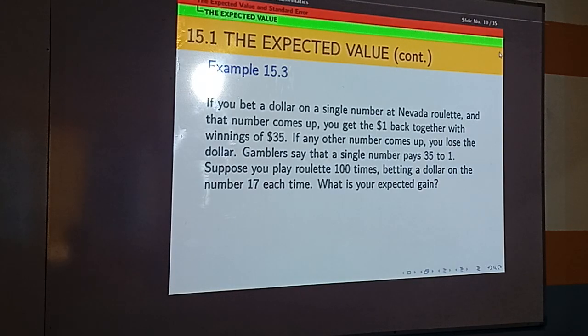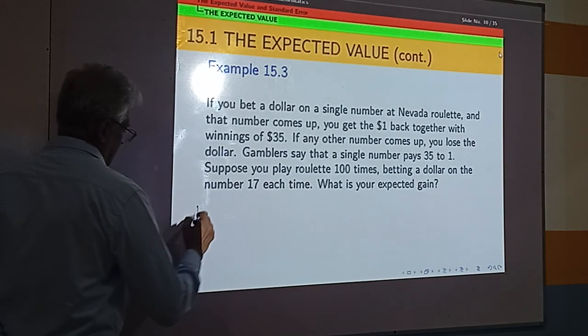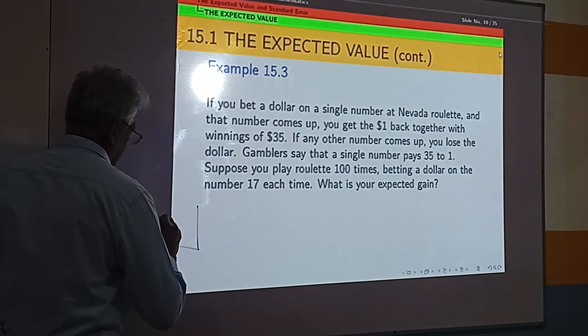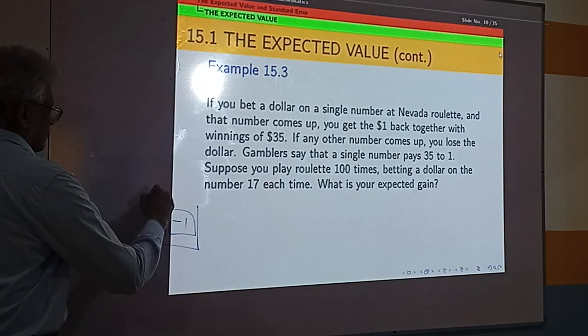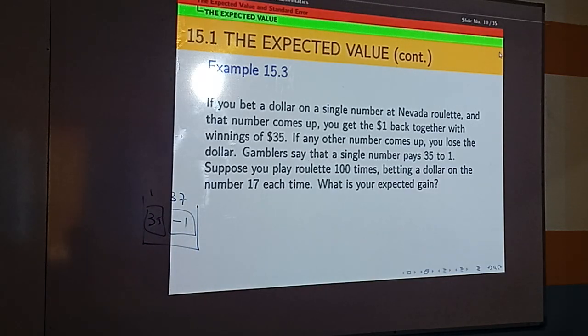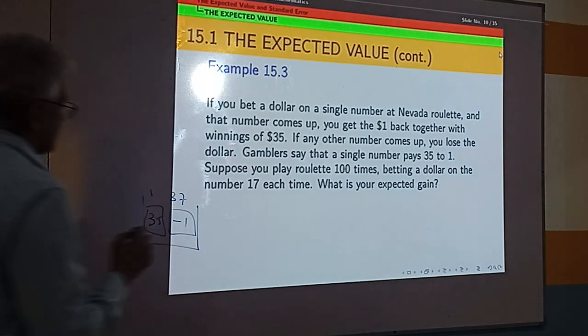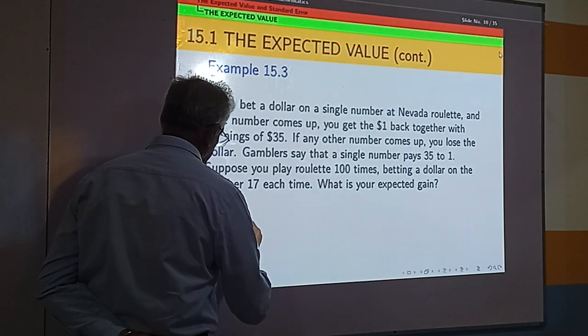What is the expected gain in this case? We have already looked at the box. So 35 or -1, those are the two types of tickets. There is only one of the 35 and 37 of the -1. So what is the average of the box? 35 minus 37, that is minus 2. Minus 2 divided by 38. You have to divide by 38 to get the average. So the average expected value on the box is going to be negative 2 divided by 38.